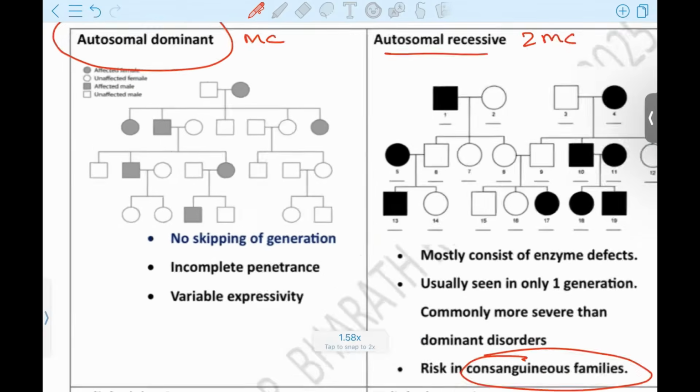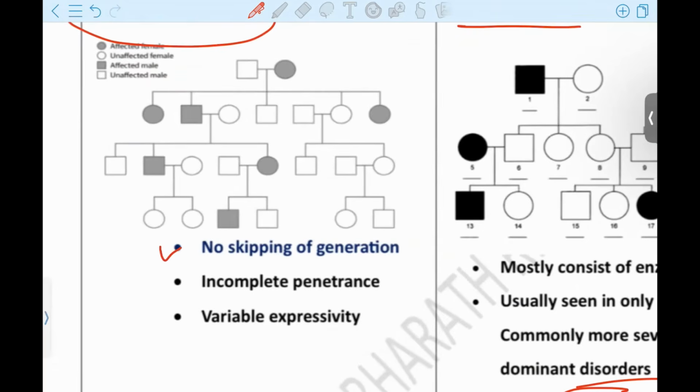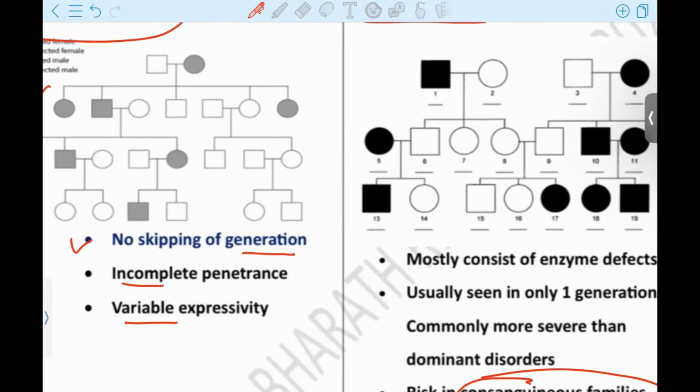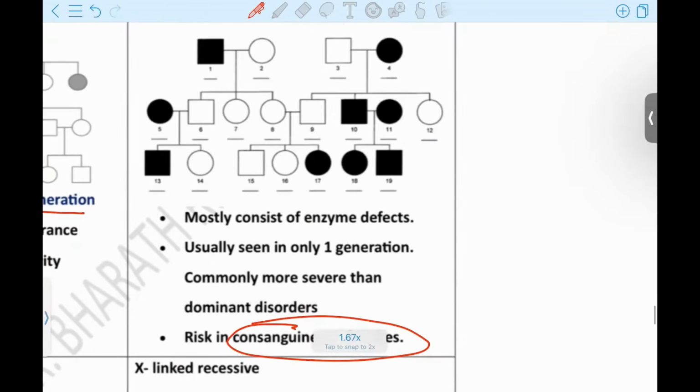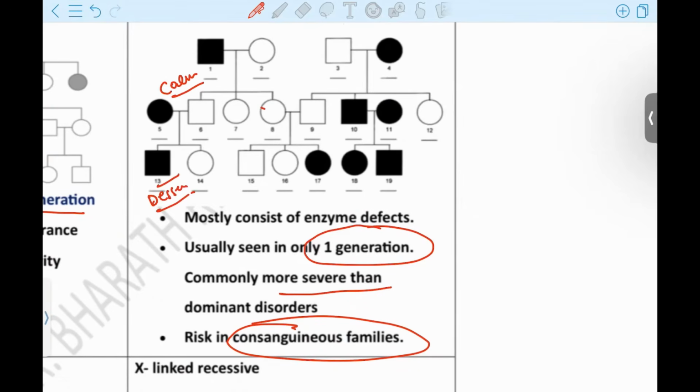How is this presented? So first thing is there is no skipping of the generation. If you see this pedigree, this generation is affected, this generation is affected, this is also. So every generation will be affected, with incomplete penetrance and variability of expressivity. Comparing to the other one, here this patient will be related, so that will be causing the enzyme defects. So basically all generations will be affected, but only one generation will have the severe condition. In autosomal recessive, this will be the carrier of the condition, but this will be the disease presentation. So this is how autosomal recessive will be presented.